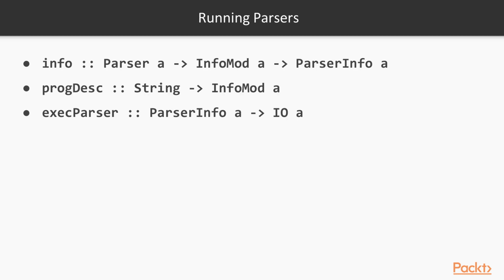The functions that we'll use to run a parser in optparse-applicative are as follows. Info takes a parser, an information modifier, which is used to provide global options such as description and headers, and evaluates to a ParserInfo of A. ProgDesc is one such global option and provides a global description string for the parser. execParser takes the ParserInfo of A and yields an IO of A action that yields an A when the parser is applied. Let's create our to-do project.